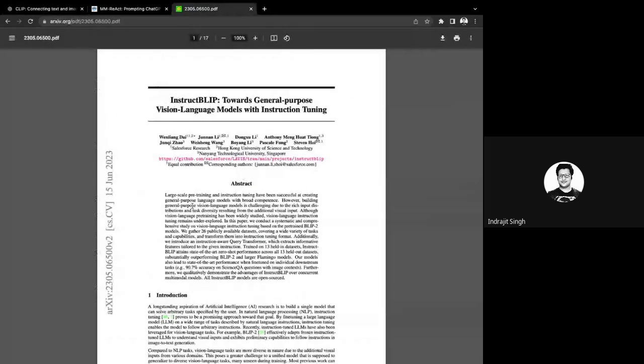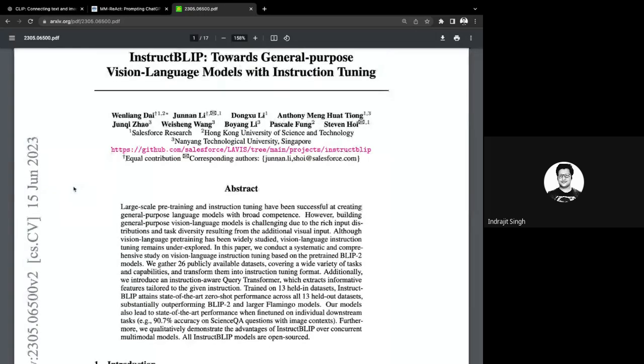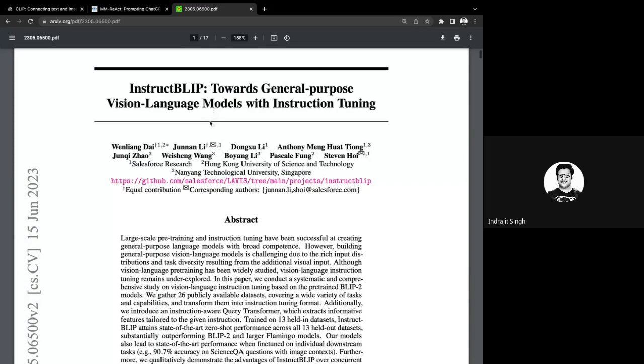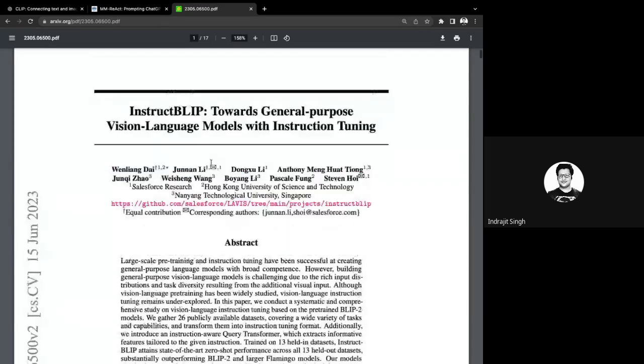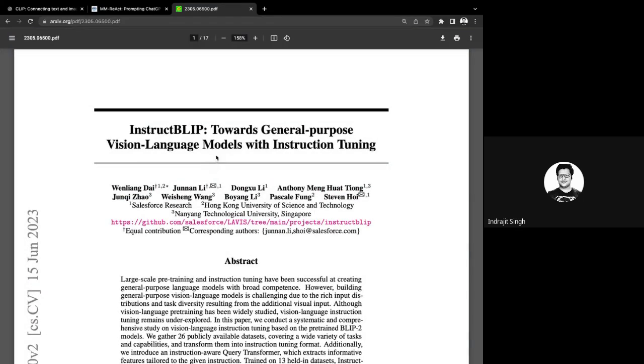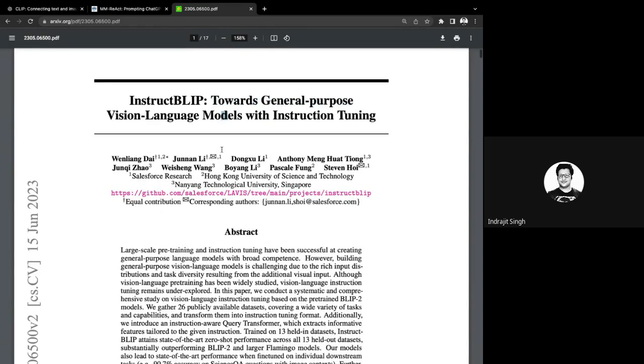Now let's look at BLIP. In the BLIP scenario, it's also a June 15 paper. You can see how very frequently these papers are happening. It's towards a general purpose vision language model with instruction tuning.